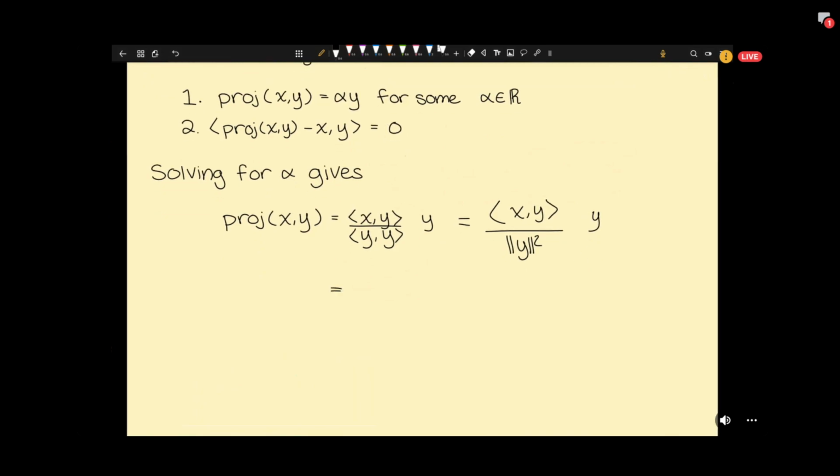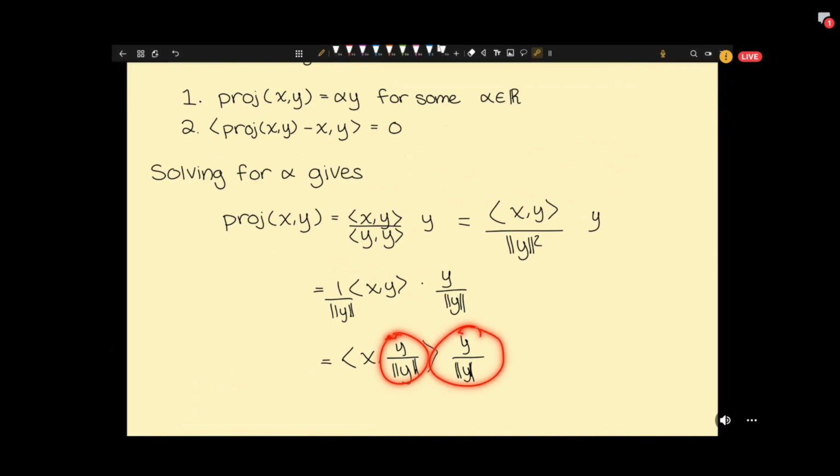Okay, and then we're going to split up that magnitude on the bottom. So we'll put one of them in front, and then we'll also put one of them under y. And if you did your homework last week, we know that we can bring this into the inner product. So this becomes the inner product of x with y over the magnitude of y, times y over the magnitude of y. So now this is the normalization of y. This is y with magnitude 1.